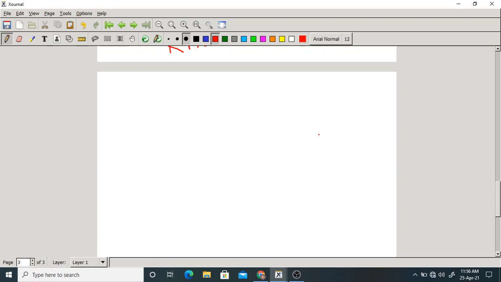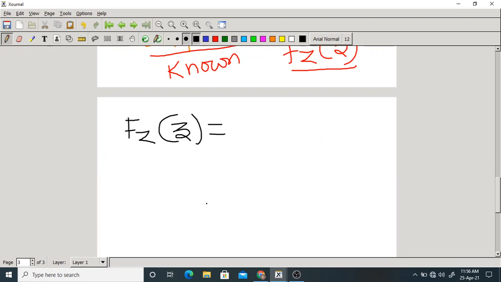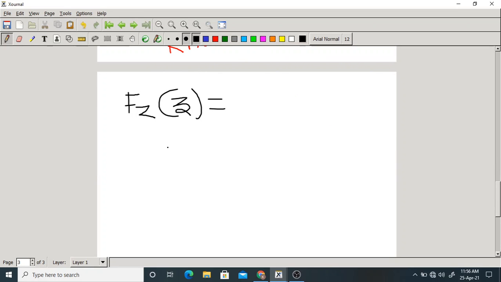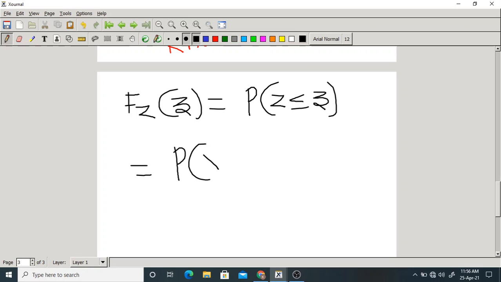What will you do here? I told you in the last class that to find any PDF, we have a two-step process: first find the CDF, later do differentiation and you get the PDF. We follow the same procedure here. First of all, let me find the CDF of z. What is the definition? It is the probability that z is less than or equal to small z. But z is the sum of x and y, so x plus y less than or equal to z.